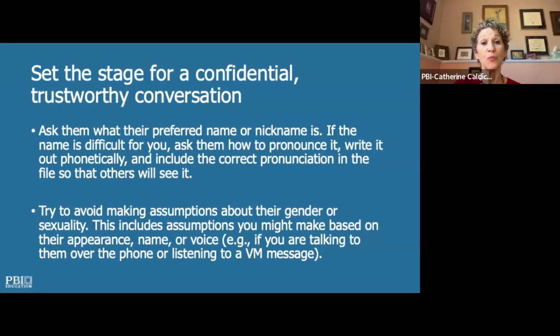So ask them what their preferred name or nickname is. And if the name is difficult for you, ask them how to pronounce it, write it out phonetically, and include the correct pronunciation in the file so that you'll be reminded the next time you talk to them, or so that others who may need to talk to them will see it as well. Try to avoid making assumptions about their gender or sexuality. And this includes assumptions you might make based on their appearance or their name or their voice, especially if you're talking to them over the phone or you're listening to a voicemail message they may have left for you.